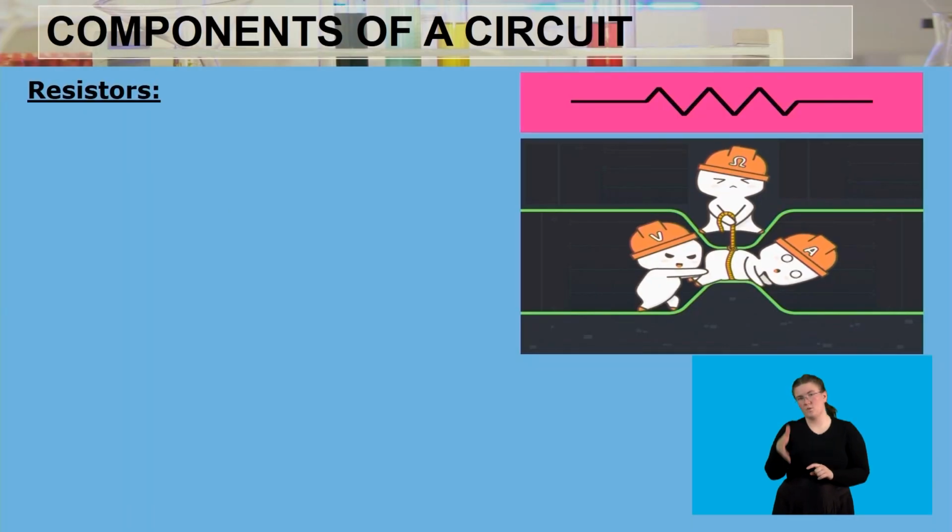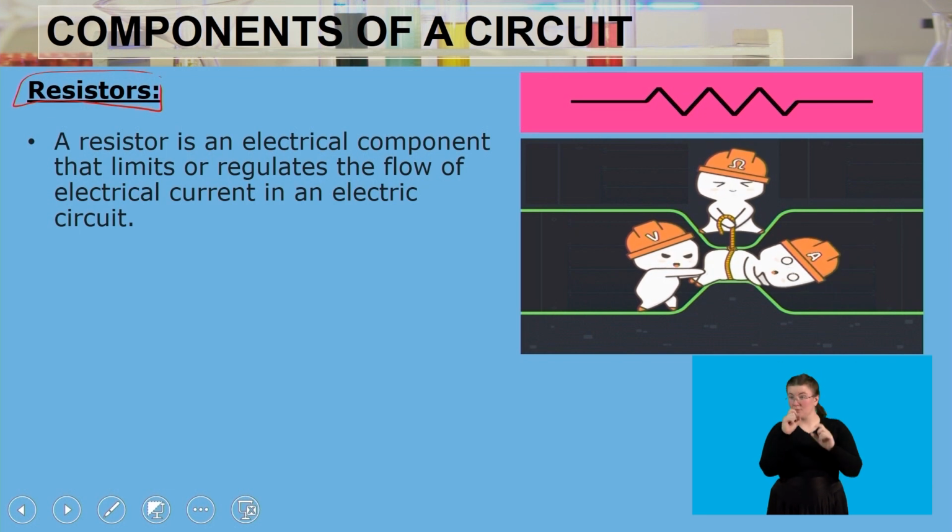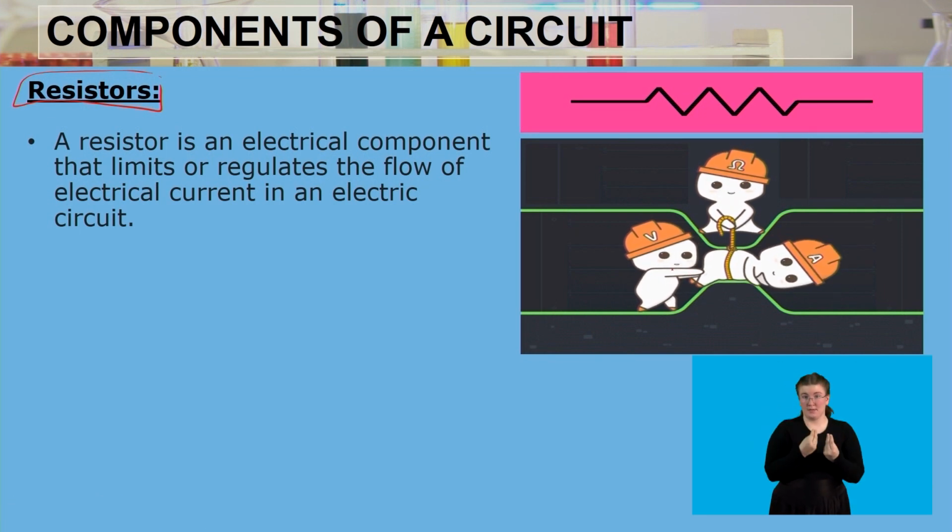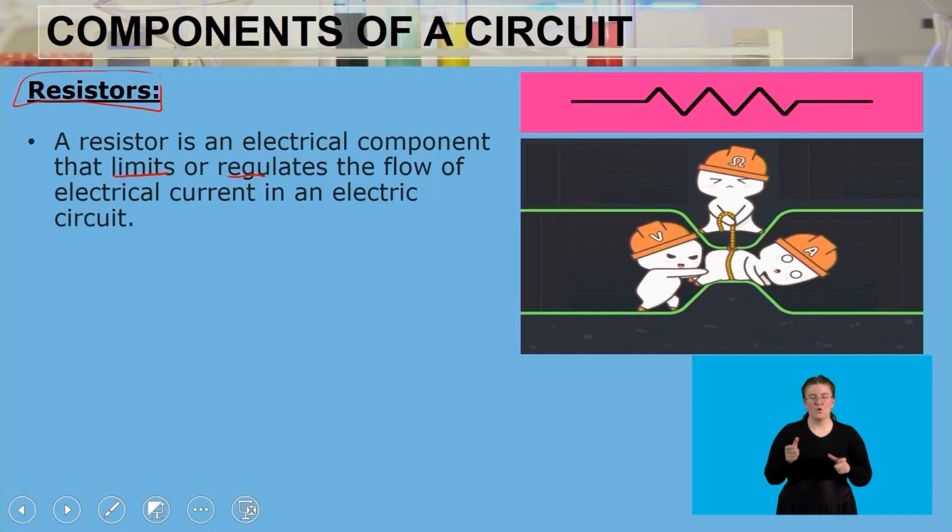Another device that the electric current passes through is the resistor. So what is a resistor? As you can see from the picture here, there are certain objects that want to pass through this device, and there's some resistivity happening there. A resistor is an electrical component that limits or regulates the flow of electrical current in an electrical circuit. It controls the movement of electrical current in a circuit.